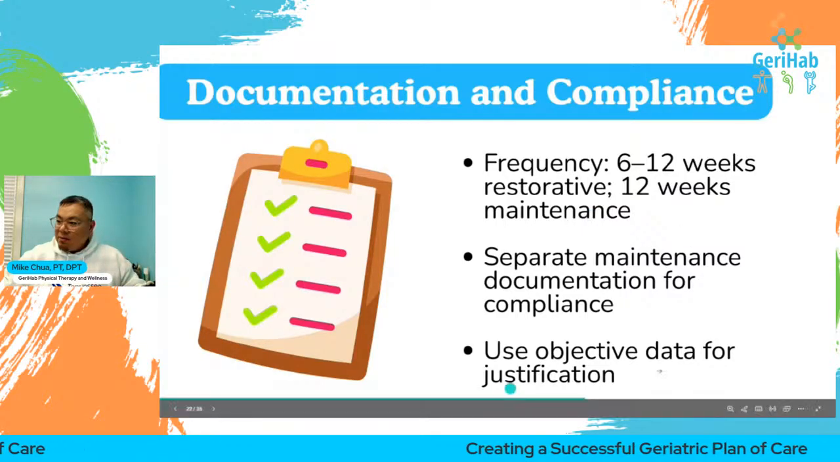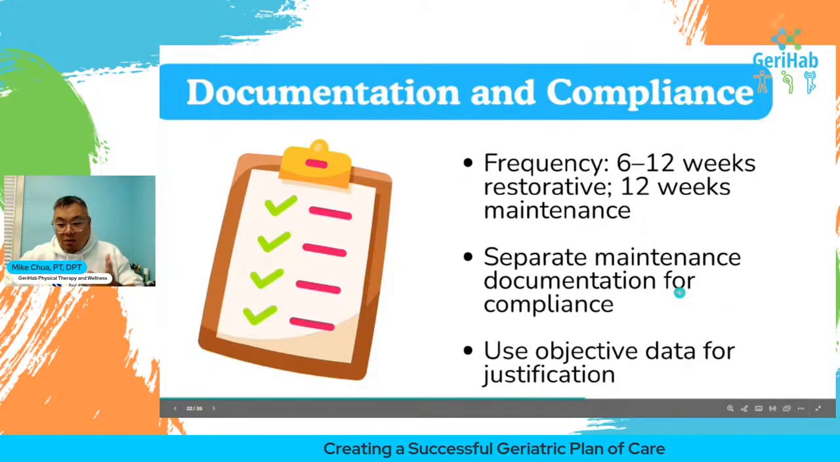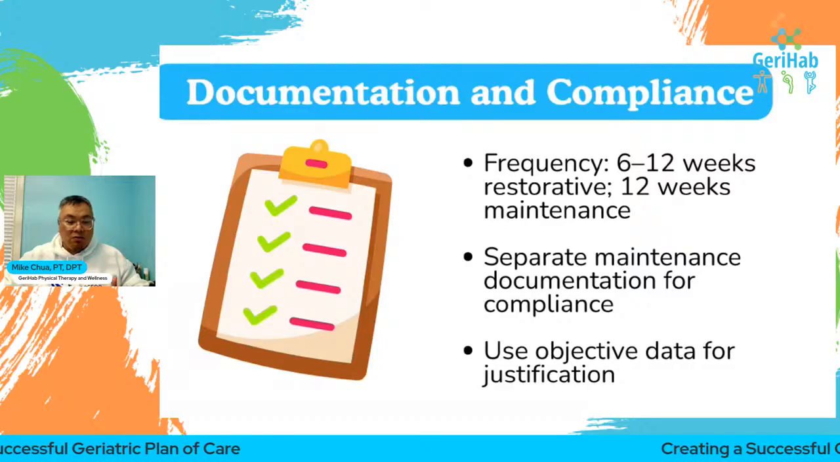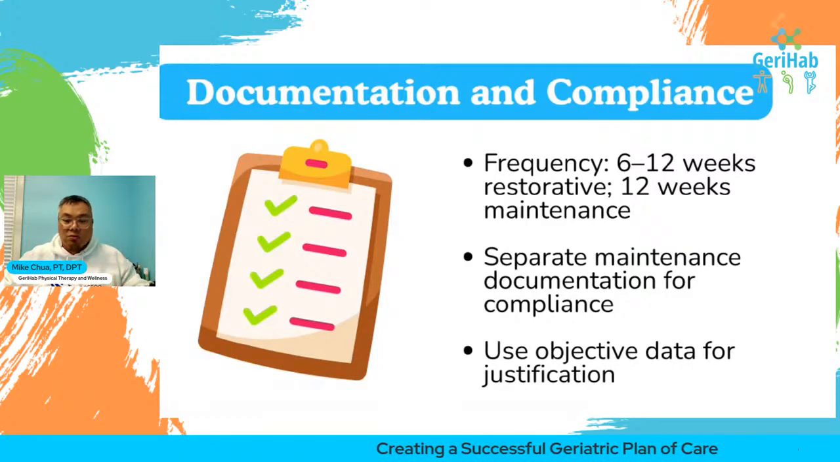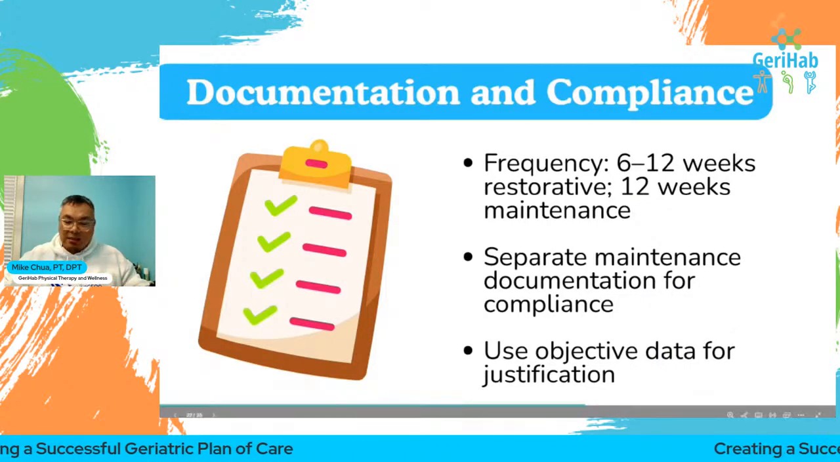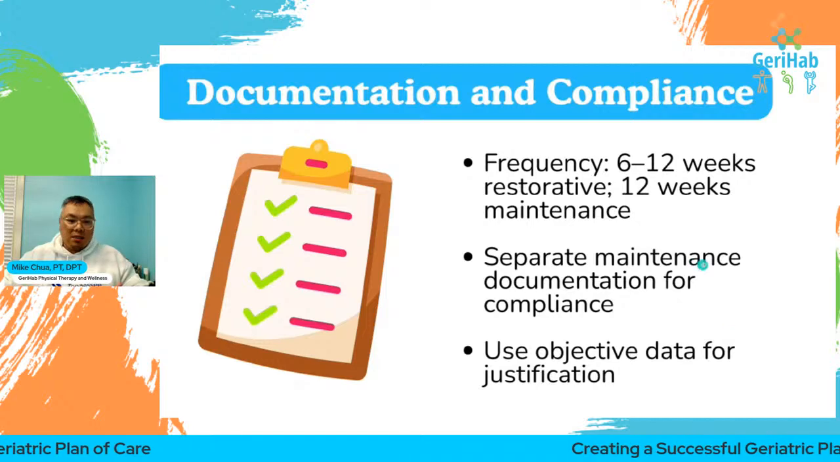Remember, you always use objective data. The goals that were shown earlier are not objective. There's no functional mobility. There's no scores. You need to put the numbers there: the Berg, the Tinetti, the gait distance, the assistance level. Remember, the assistance level is not just a physical assistance.